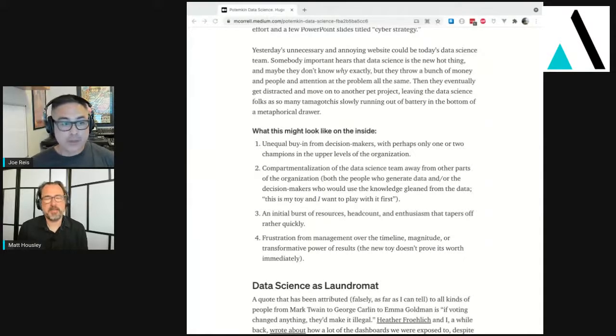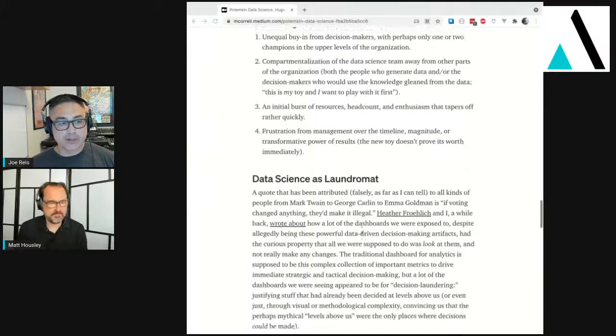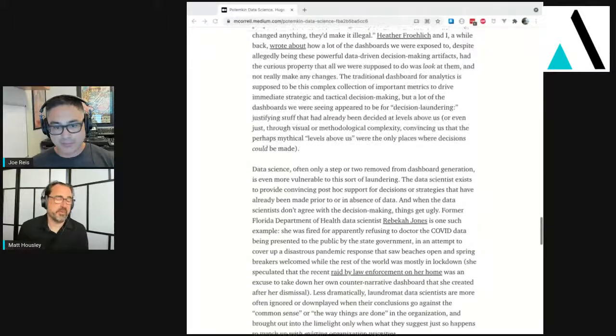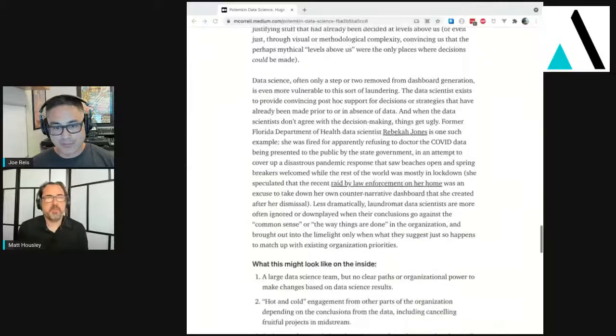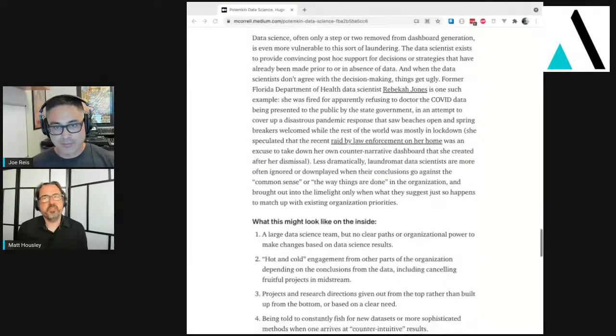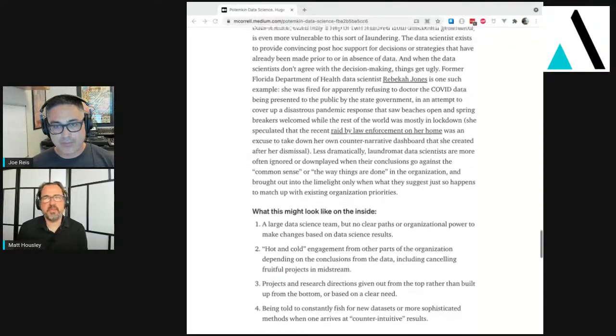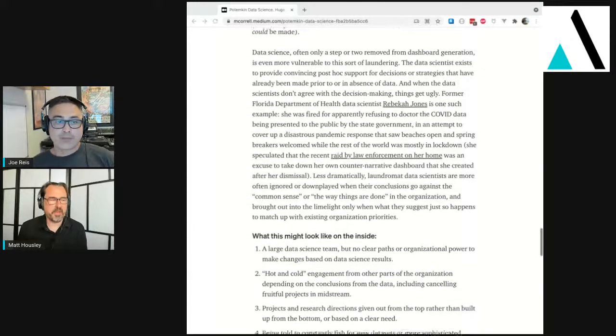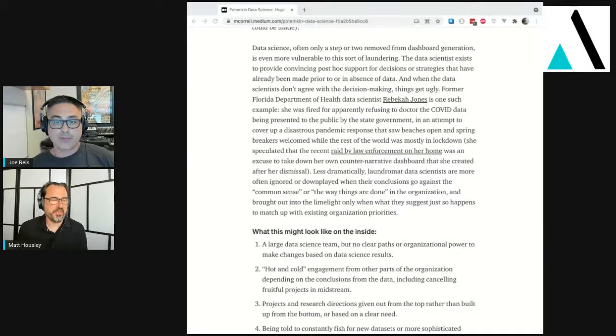Yep. I think this brings us to another point in the article. Data science as laundromat. I think this hits on a few themes, including your own experience being a PhD. You want to talk about this? Yeah. This is the idea in general that sometimes data science is used to justify decisions that have already been made, or sometimes data is doctored and modified in order to satisfy leadership that isn't happy with the data they're getting. Both of these things can happen.